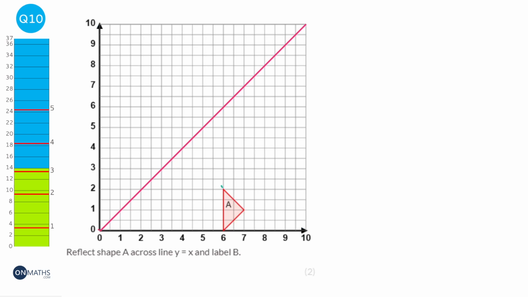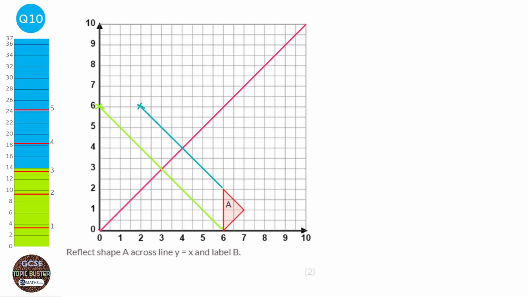And so if I pick a point, I'm going to pick the top one. We can see it goes 4 diagonals to hit that line. So 1, 2, 3, 4. So it will go another 4 diagonals. So that will be one of the coordinates there. And I'm going to do the same with the bottom one. So 1, 2, 3, 4, 5, 6 diagonals, and another 6 diagonals. So it will be there.